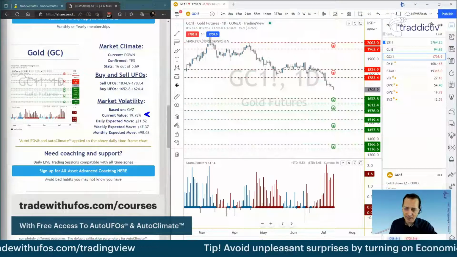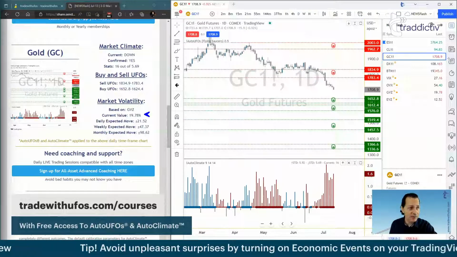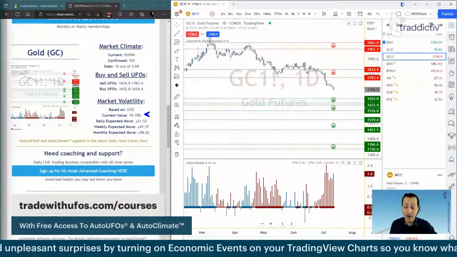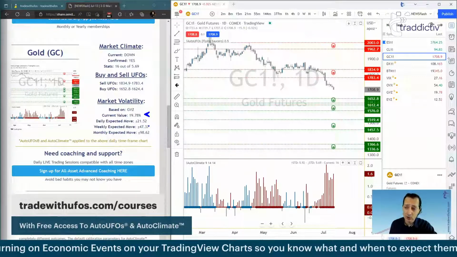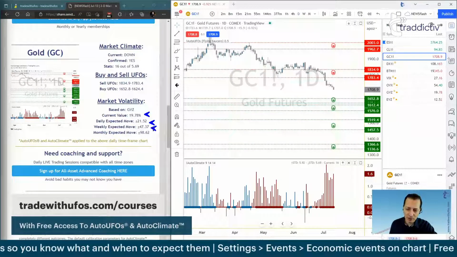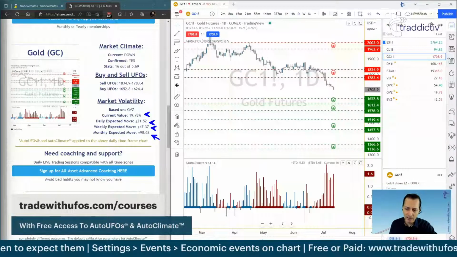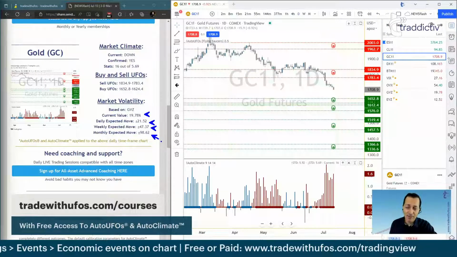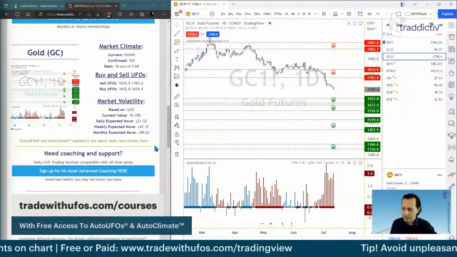Speed of movement expected to be at a rate of 19.78% looking at the implied volatility of options on gold futures. That is 21 plus points a day, either up or down, 47 plus points a week, either up or down, 98 points plus a month, either up or down.